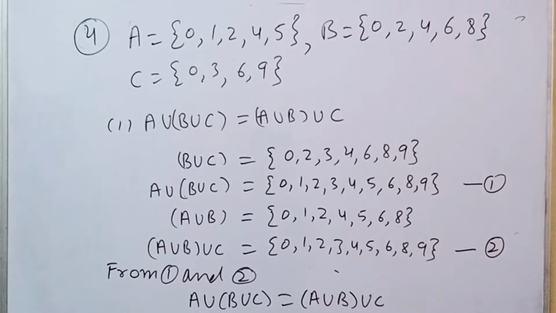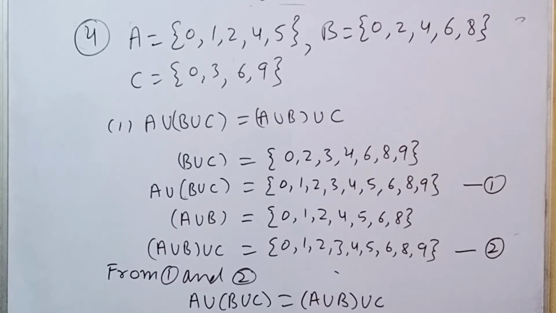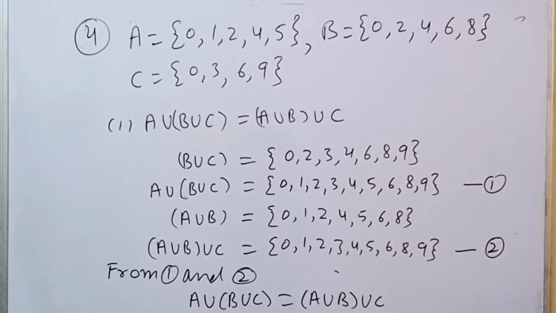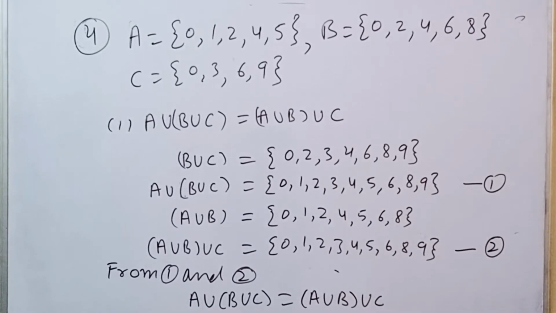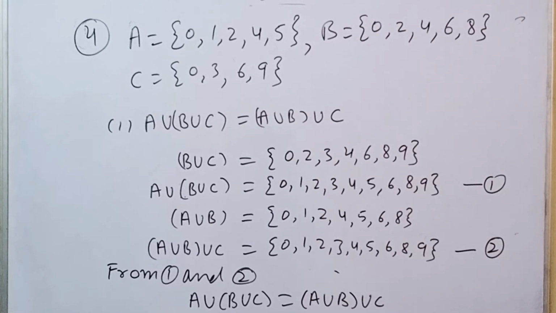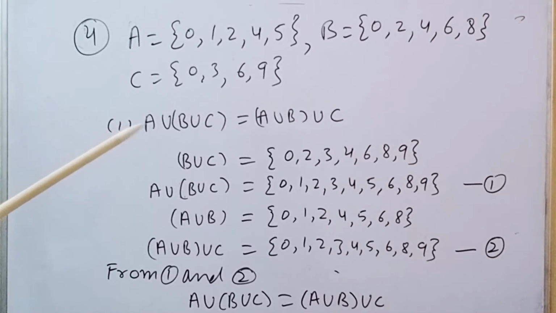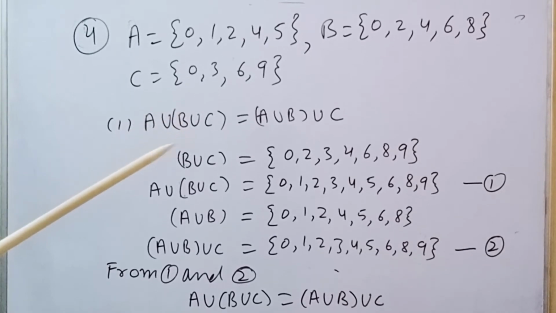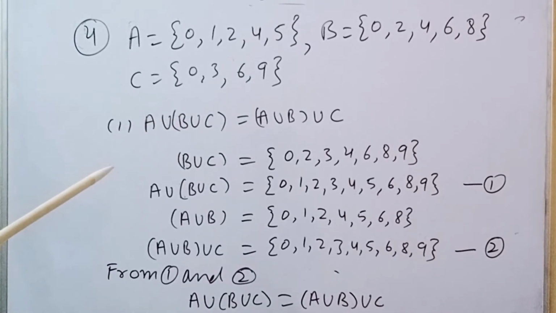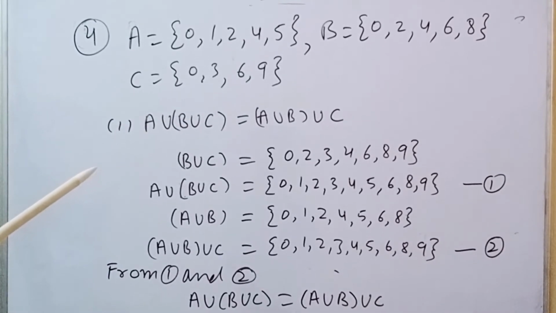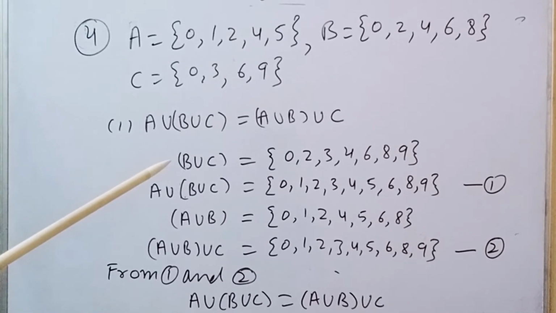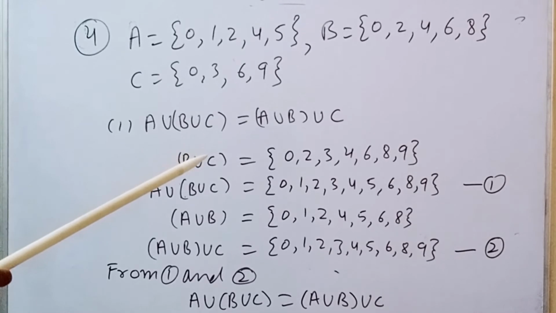So in that manner you will do the sum number 1. Children, I am taking question number 4, that is given A equal to 0, 1, 2, 4, 5, B equal to 0, 2, 4, 6, 8, C equal to 0, 3, 6, 9. And we have to show that A union (B union C) equal to (A union B) union C. So first we will find B union C. B union C is what? All the elements of B and all the elements of C. So that is 0, 2, 3, 4, 6, 8, 9.